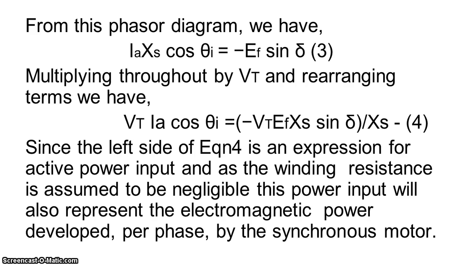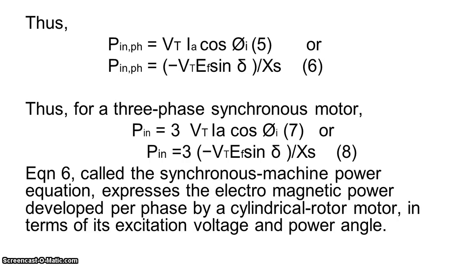This is equation 4. Now since the left side of equation 4 is an expression for active power input and we are assuming that RA is negligible, the power input will also represent the electromagnetic power developed per phase by the synchronous motor. Therefore, from equation 4 we get that P input per phase is equal to VT IA cos theta I, which implies that P input per phase is equal to minus VT EF sin delta by XS.